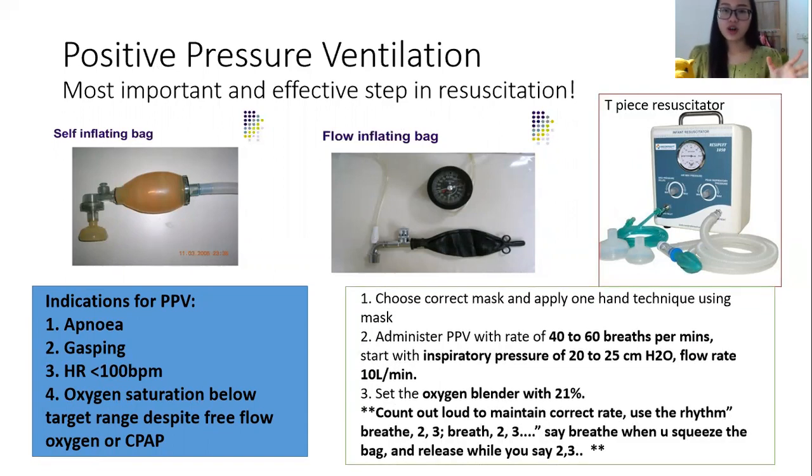The procedure of starting PPV is to choose the correct size of mask and apply the one-hand technique when using the mask. The rate of PPV is about 40 to 60 breaths per minute, with an inspiratory pressure of 20 to 25 cm water and a flow rate of 10 liters per minute. We set the oxygen blender at about 21%. The person giving PPV has to count the rhythm out loud so that everyone can hear. The rhythm we use is breath, 2, 3, breath, 2, 3.